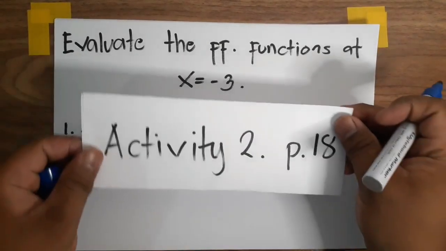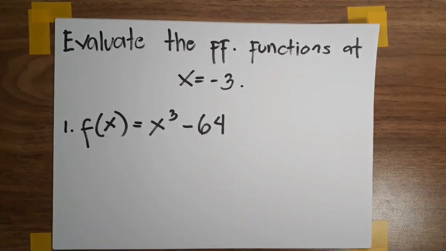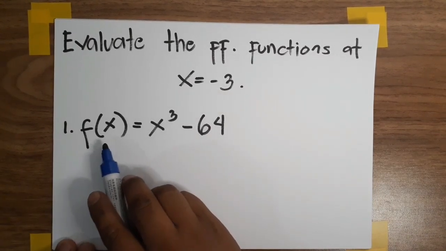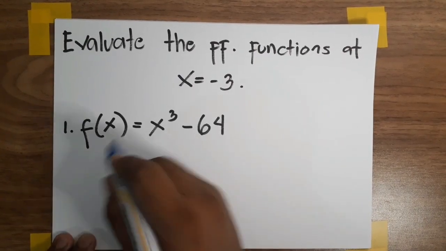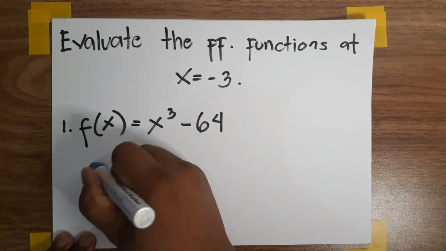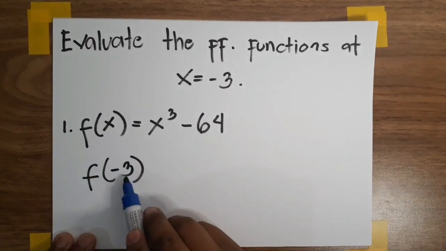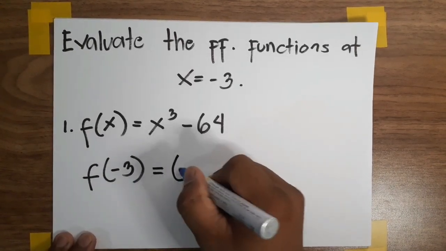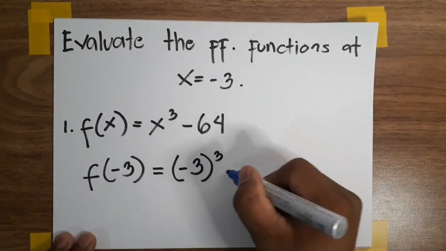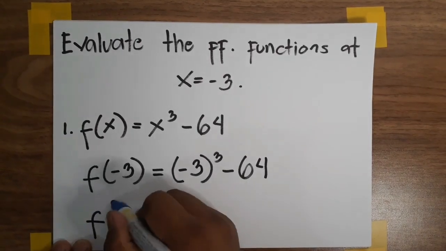Hello to everyone. For this topic, this is Activity 2, page 18, evaluation of functions. Evaluate the following function at x equals negative 3. The given f of x equals x cubed minus 64. To evaluate this, change the x by negative 3. All x must be substituted by negative 3, so negative 3 cubed minus 64.